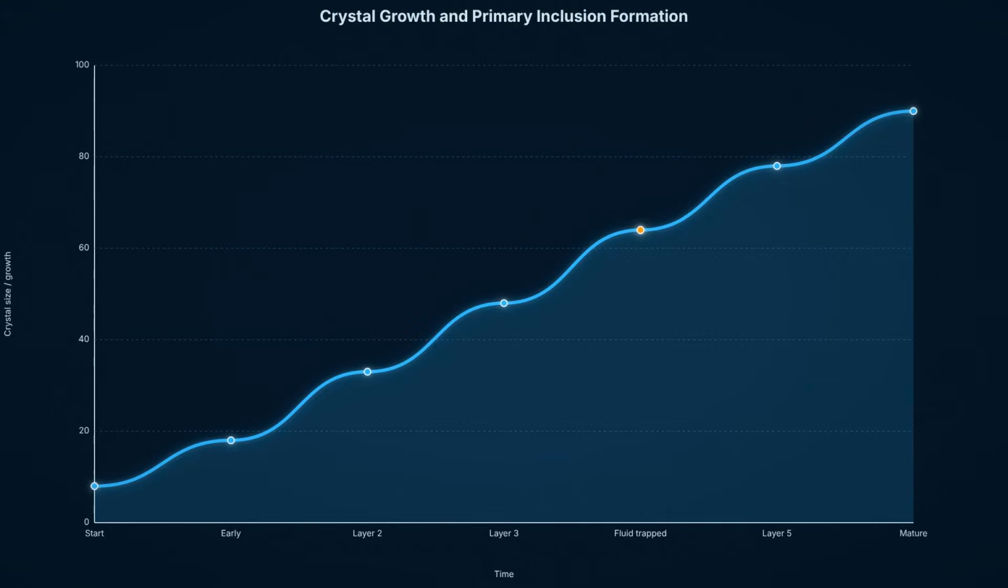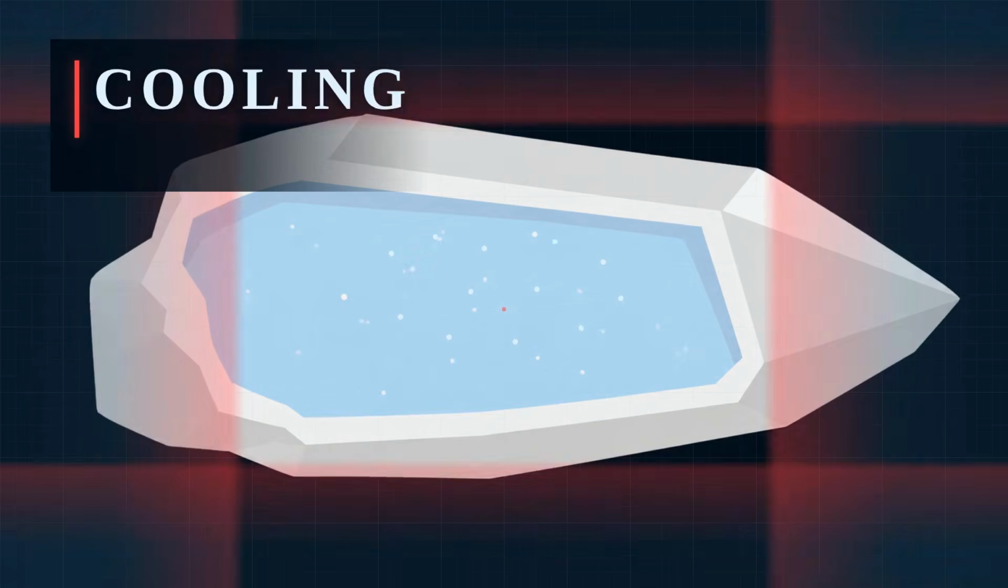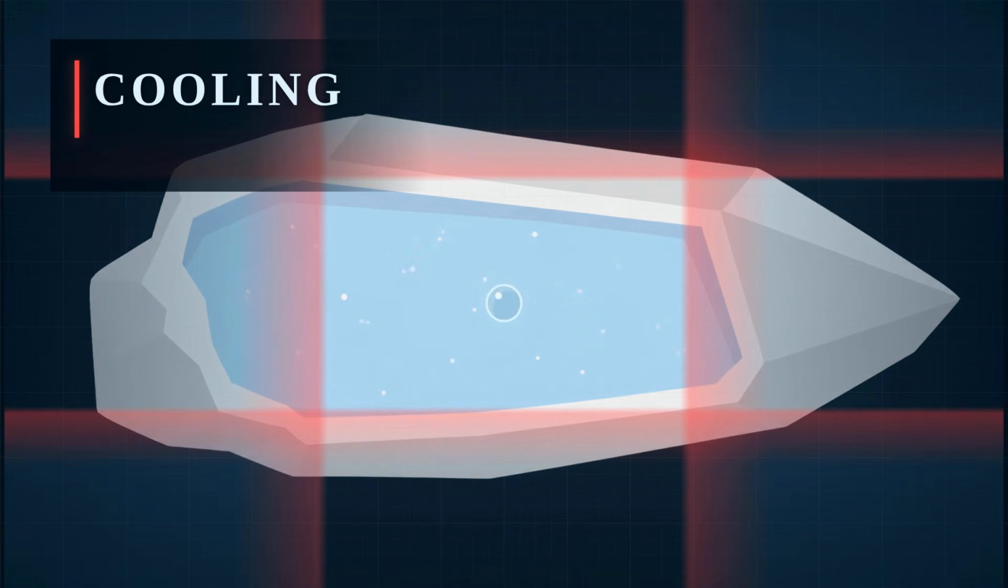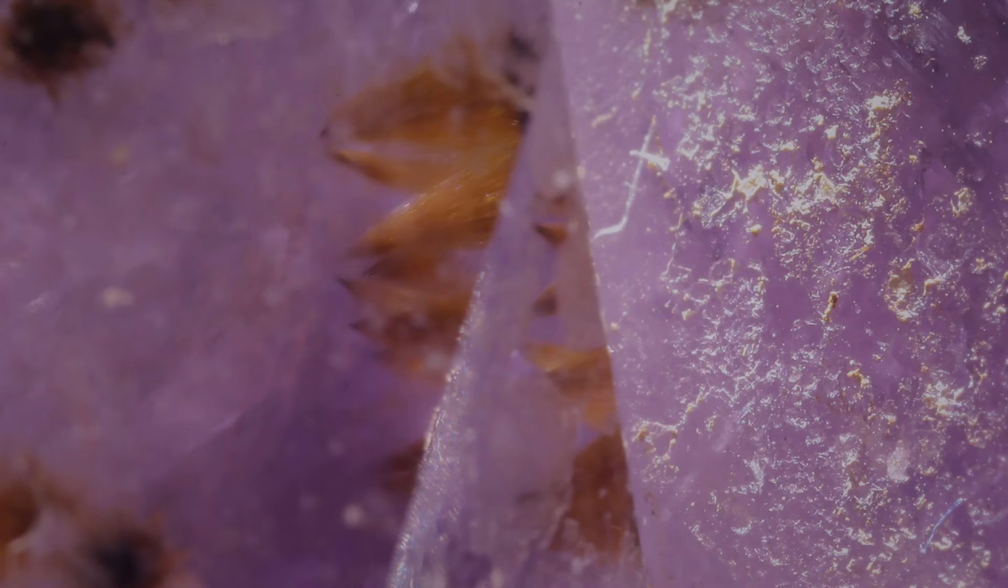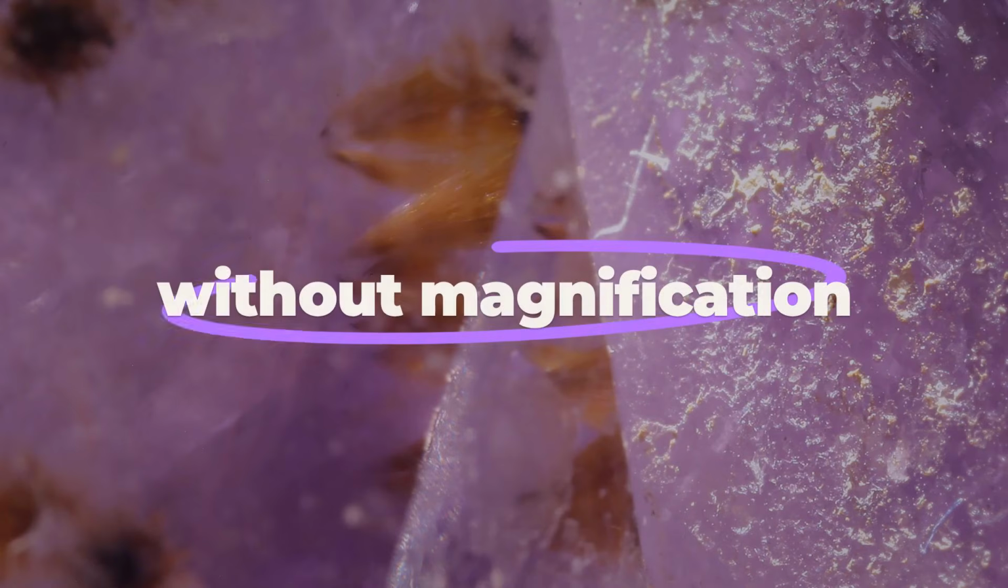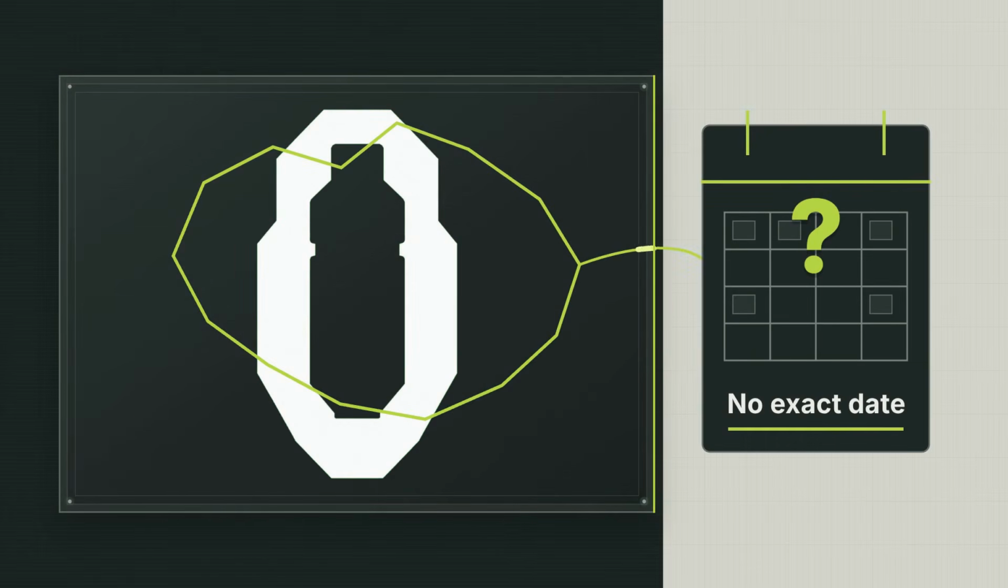If fluid became trapped while the quartz was growing, the inclusion is primary. Fluid at depth can be warm and can hold dissolved gas. As the crystal and liquid cool, a separate gas or vapor bubble can form inside the sealed cavity. The Gemological Institute of America has examined Moroccan amethyst with large primary inclusions and freely moving bubbles, including examples visible without magnification. The geometry supports a formation story, but it still does not deliver a date.